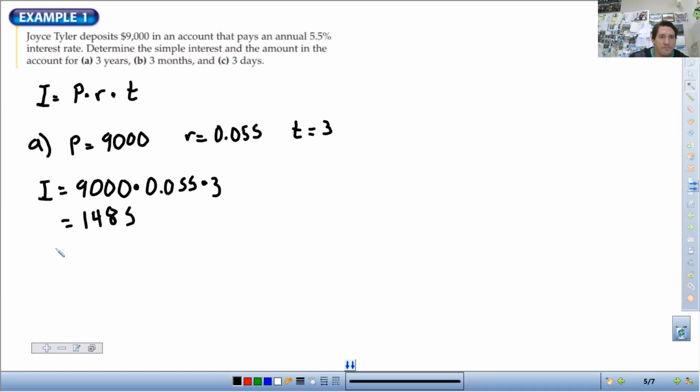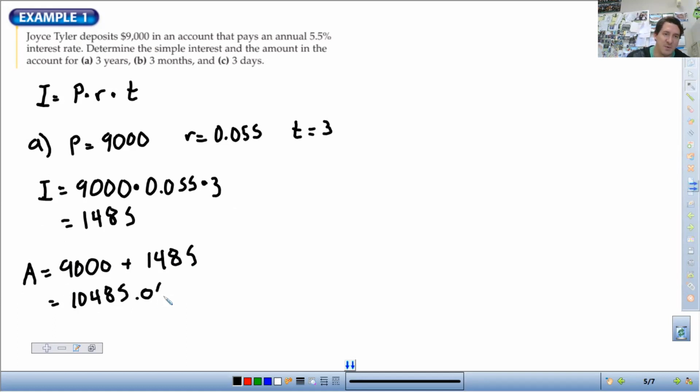So this is the amount of interest. Your new account balance would be the 9,000 plus 1,485, and that comes out to 10,485. 10,485 is the new account balance with that interest taken into account.